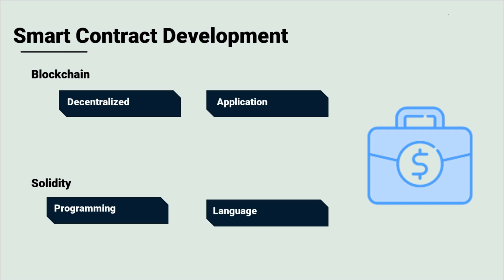Solidity is the language we use to write these contracts, and its syntax is quite similar to JavaScript, making it relatively easy to learn for those already familiar with coding. Let's start our journey by creating our very first smart contract.